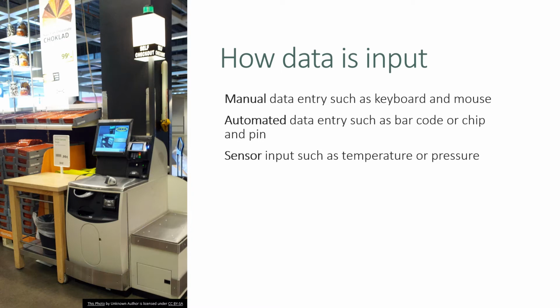So let's think about the different ways that data can be input to a computer system. In the case of manual data entry, a person uses an input device like a keyboard to enter the data by hand. In an automated system, the data has been prepared in a form such as a barcode that can be scanned and read automatically by equipment. And in the case of a sensor input, some sort of sensor picks up local environmental factors and inputs them in digital form.